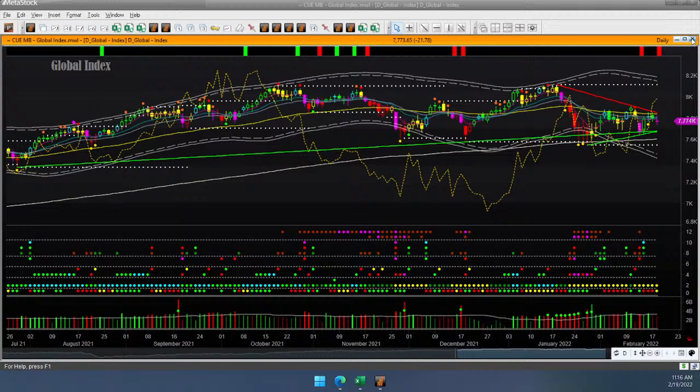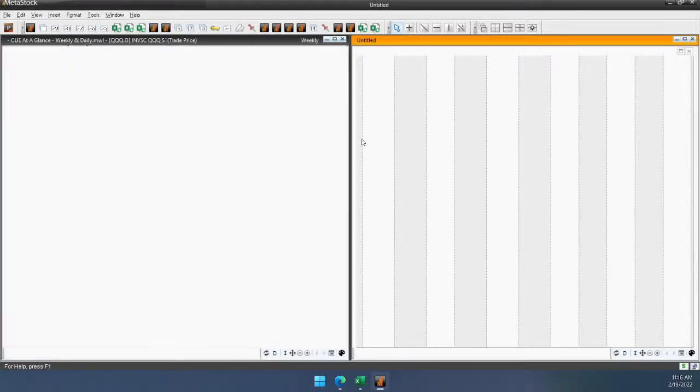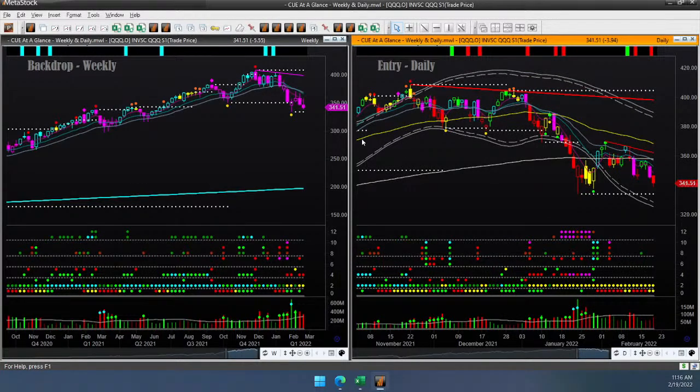Let's look at the market ETFs and then we look at the market internals. Now, intentionally I am not going to close this chart, let it be there, and I am going to open the at a glance template of QQQ.